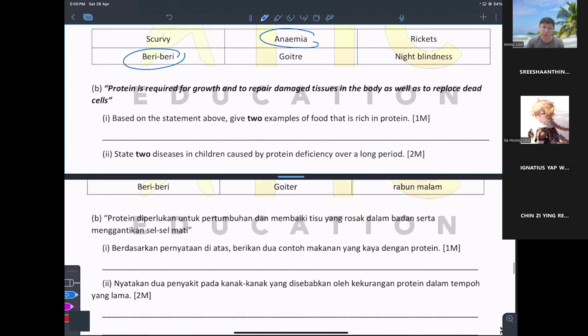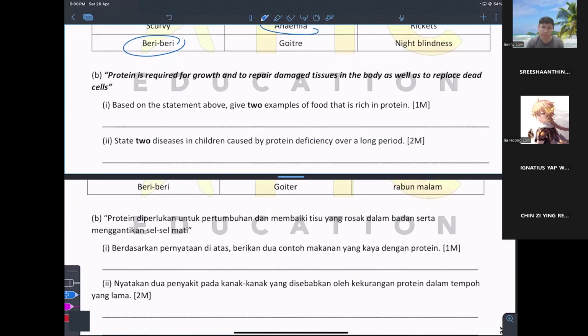Okay, B, the question says protein is required to repair damaged tissue and so on. Give 2 examples of food that is rich in protein. Simple. Any meat lah. Meat contains protein. Okay, besides meat, what can you say? Milk, eggs. Okay, all these are foods you can eat as they are so rich in protein.